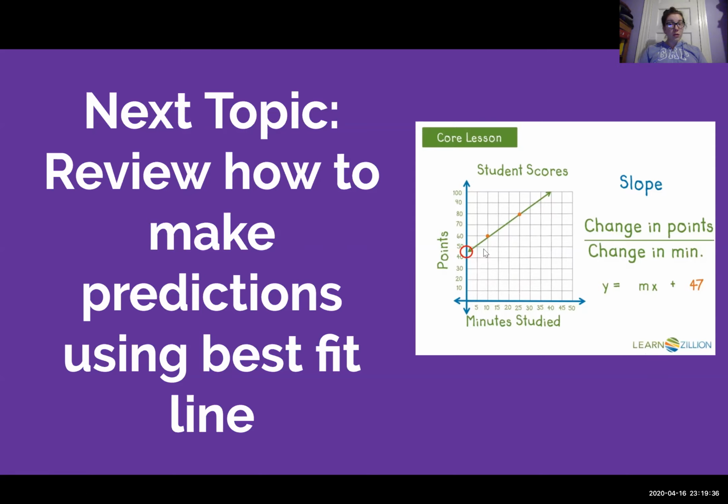What do you think it is? If you guess you want to look for your y-intercept first, you are correct. So yes, you do want to find your y-intercept first. Then you want to find your slope.